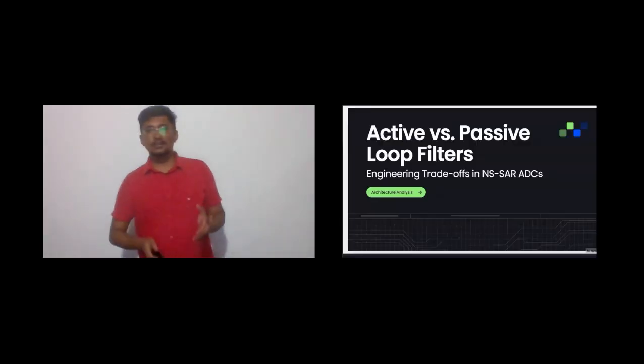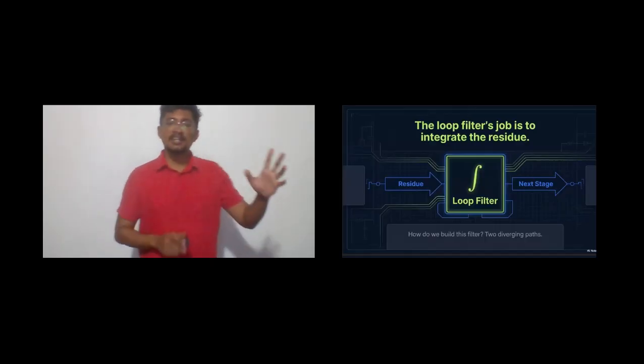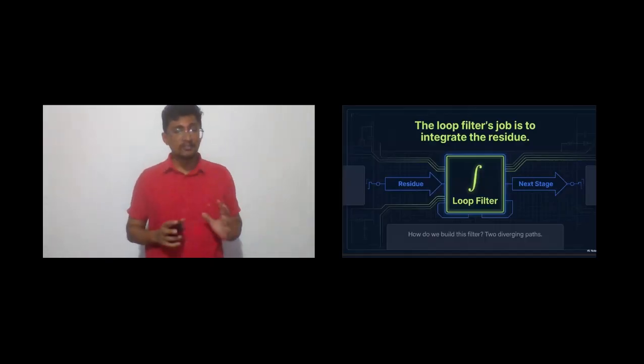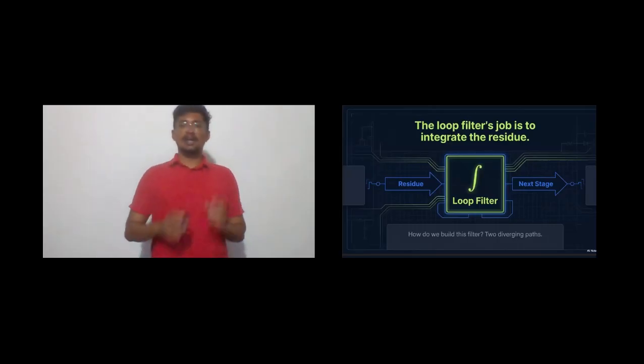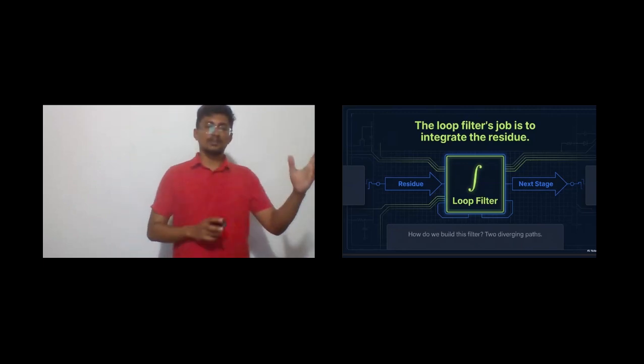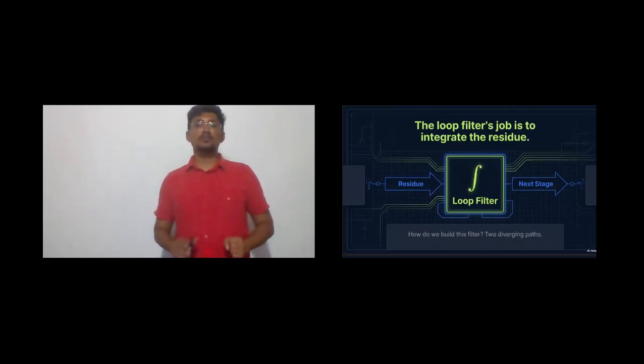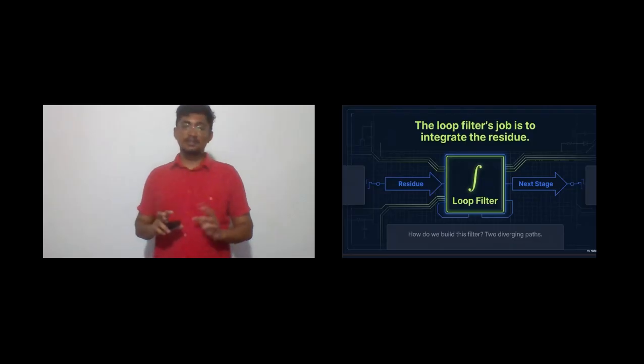So let's dive into loop filter implementation, which is the engine that drives the noise shaping SAR ADC. The filter's core job is to integrate the residual voltage left on the DAC array and use it to shape the quantization noise away from our band of interest. As circuit designers, we face a fundamental architectural choice to achieve this. Do we implement a passive loop filter or an active loop filter? Let's trace the flow of how these two options perform and see how to make the right design choice.